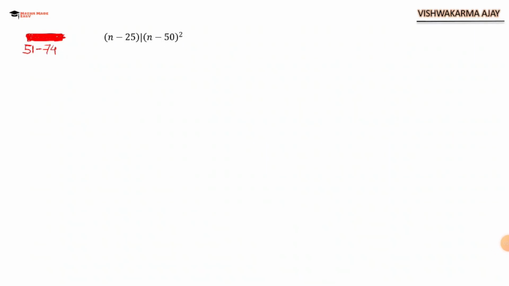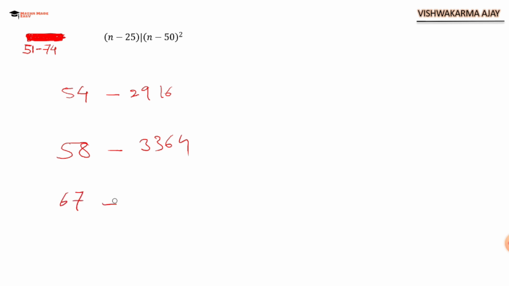Okay, second part is 51 to 74. The formula is n minus 25, n minus 50 the whole square. Let me take an example, 54. 54 minus 25 is 29, and the square of n minus 50, 54 minus 50, that is 4. The square of 4 is 16. So I'm going to write here 16. Quick. 58: n minus 25, 58 minus 25, 33. 8 square is 64. Done.